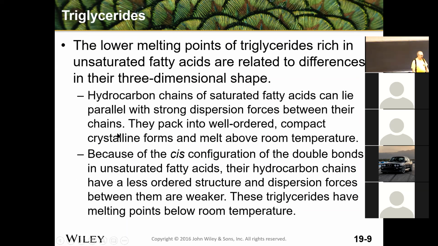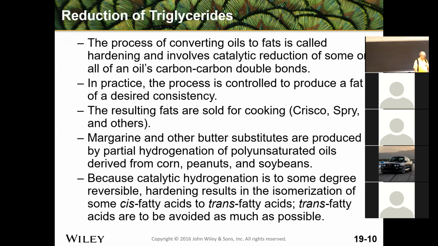Okay, so saturated fatty acids can lie parallel. Because of the cis configuration of the double bonds in unsaturated fatty acids, their hydrocarbon chains have a less ordered structure and the dispersion forces between them are weaker. These triglycerides will have melting points below room temperature. Okay, we're going to look at some of the reactions of triglycerides.